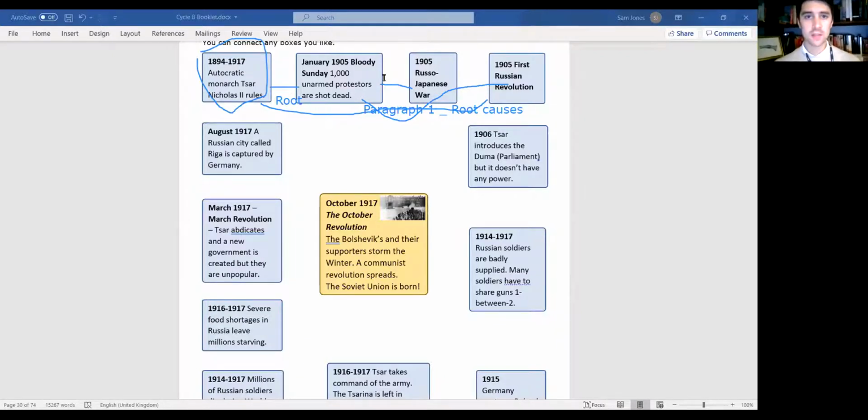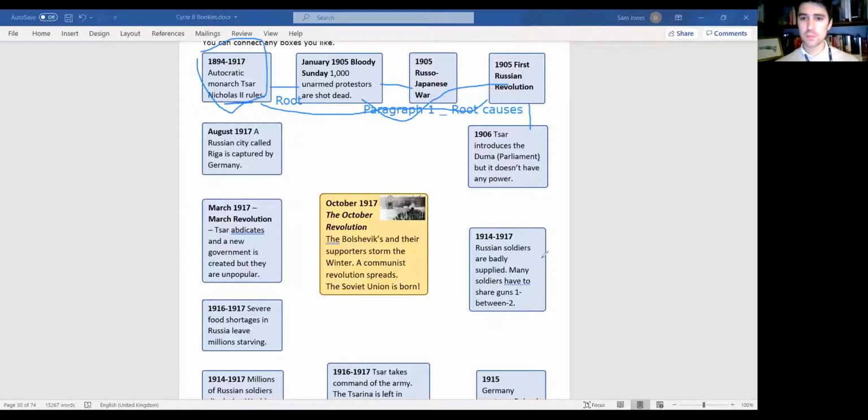And obviously, the Tsar then doesn't really change enough. He introduces the Duma, the new parliament, like we spoke about in lessons in 1906, but there's not really enough change for people. So that long-term resentment, the root cause, still exists after 1906. Now, that wouldn't maybe have been a problem had it not been for World War I, which then would form, I think, our second paragraph on underlying causes.